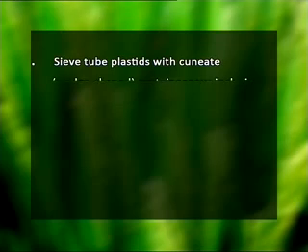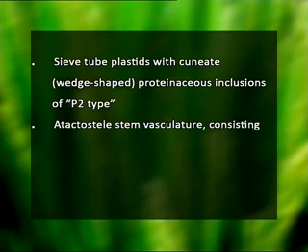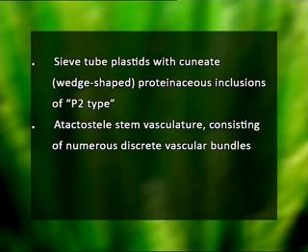All the members of the monocots are characterized by a few apomorphies. That means some features which are common to all the monocots. These may be, number 1, sieve tube plastids with cuneate, wedge-shaped proteinaceous inclusions of P2 type. Second apomorphy is atactostele stem vasculature. What is this atactostele stem vasculature? It consists of numerous discrete vascular bundles.